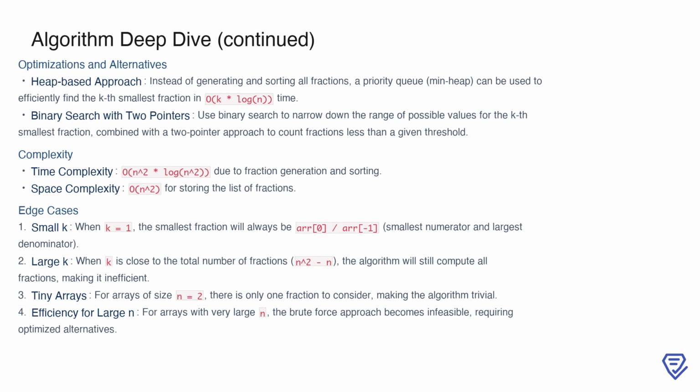In terms of complexity, the brute force method still requires n² log n² time and n² space, making it unsuitable for large arrays. Edge cases further emphasize the need for efficiency. For instance, when k equals 1, the smallest fraction is trivially arr[0] divided by arr[-1]. For large k, close to the total number of fractions, the brute force method remains inefficient. Tiny arrays, such as those with only 2 elements, are trivial to handle, but for large arrays, the brute force approach quickly becomes infeasible, underscoring the necessity of adopting these optimized methods.